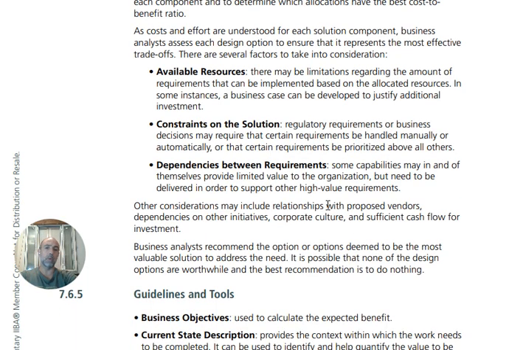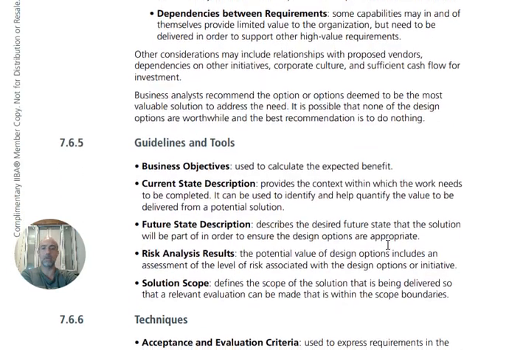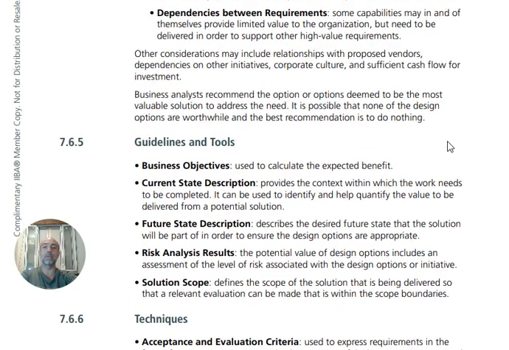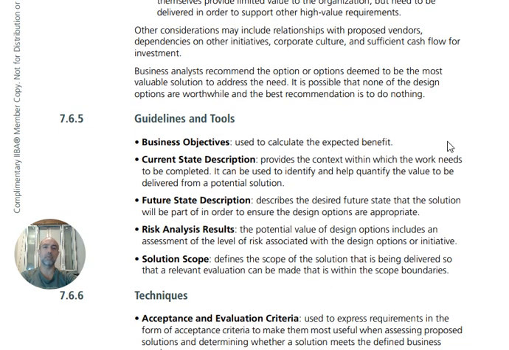So all of these, we have to think about them. And dependencies between requirements. Some capabilities may in and of themselves provide limited value to the organization, but need to be delivered in order to support high value requirements. So other considerations may include relationships with proposed vendors, dependencies on other initiatives, corporate culture, and sufficient cash flow for investment. Business analysts recommend the option deemed to be the most valuable solution to address the needs.